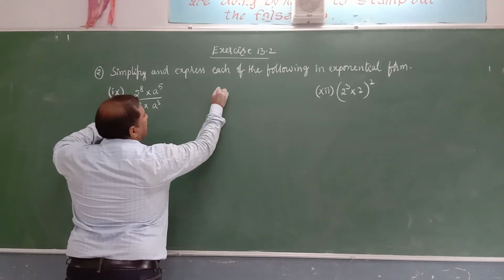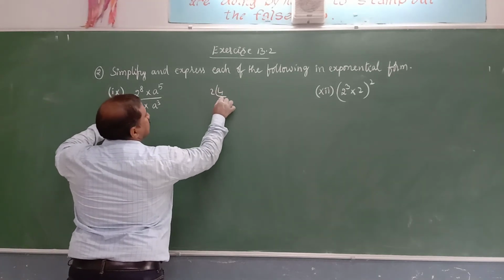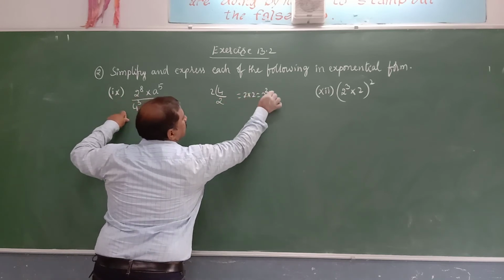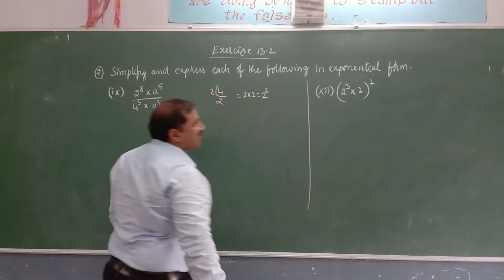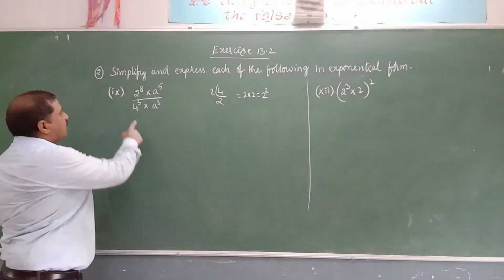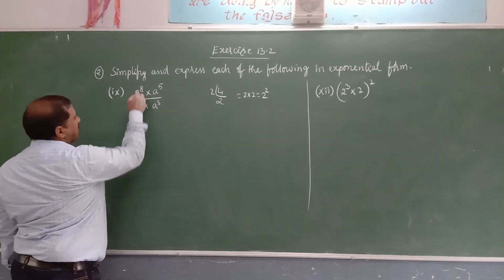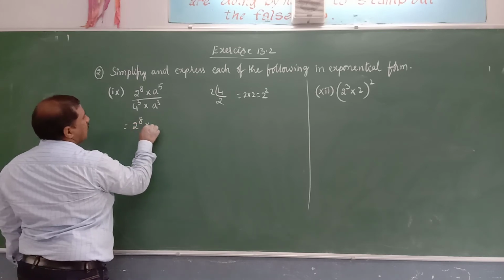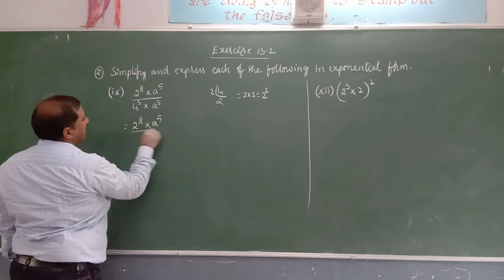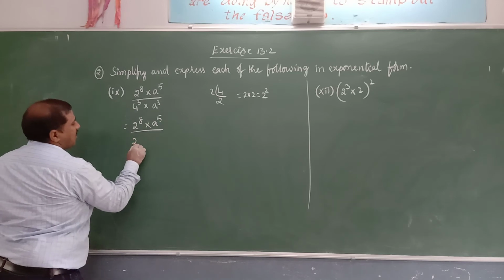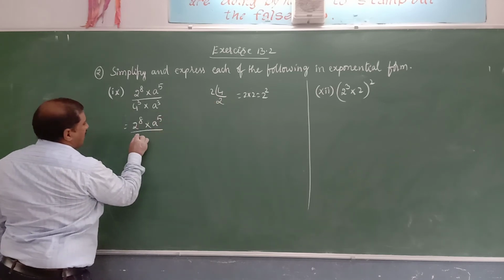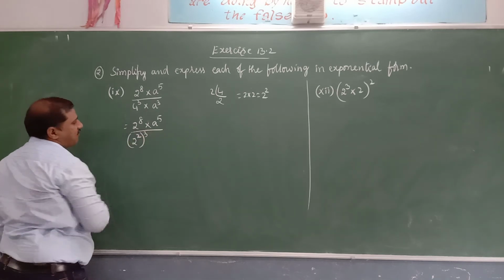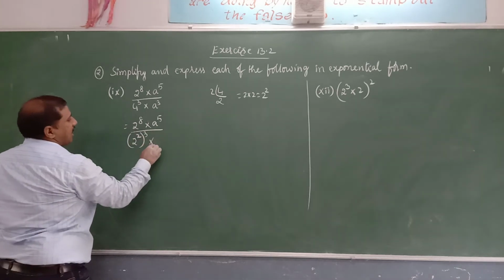So what are the prime factors of 4? That is 2 twos are 4. That is equal to 2 into 2, which is equal to 2 square. So 4 can be written as 2 square. Therefore it will become 2 to the power of 8 into a to the power of 5 divided by, this 4 can be written as 2 square whole to the power of 3, into a cube.